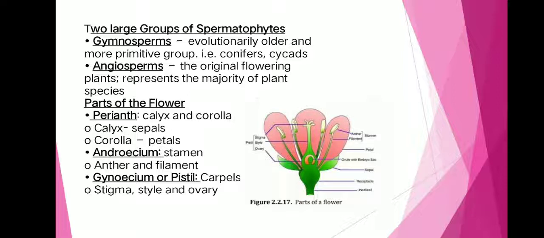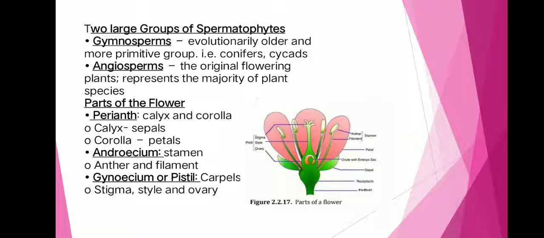Two large groups of spermatophytes. First is gymnosperm, evolutionarily older and more primitive group. Example, conifers and cycads. Gymnosperm is a group of seed-producing plants that include conifers and cycads. Angiosperms. The original flowering plants represent the majority of plant species. So angiosperm flowering plants are plants that bear flowers and fruits, from the clade angiosperm.